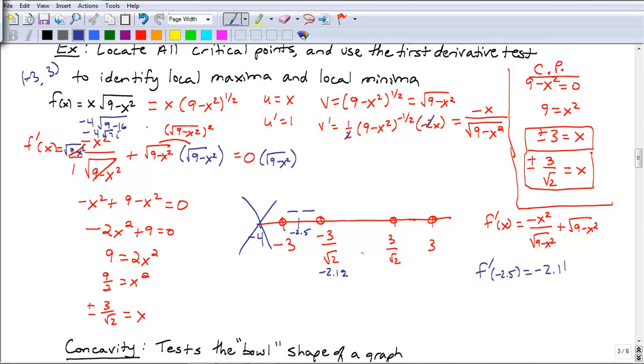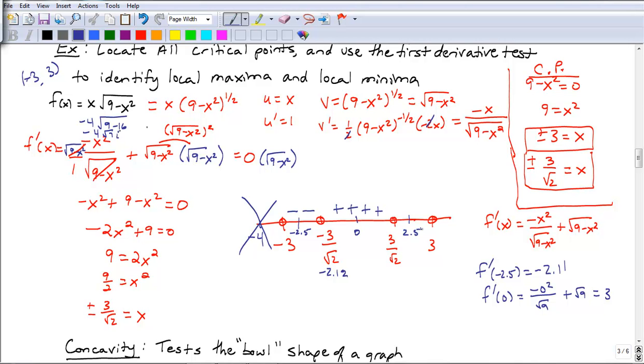Pick a number between negative 3 root 2 and positive 3 root 2. 0 is the easy one. Plugging 0 in here, I get negative 0 squared over the square root of 9, plus the square root of 9, which is a positive 3. So that tells me the derivative is positive on that interval, which means it's increasing. And then I plug in a positive 2.5.